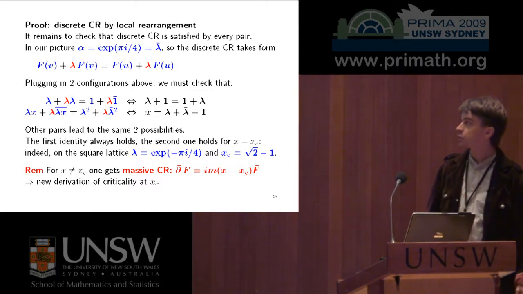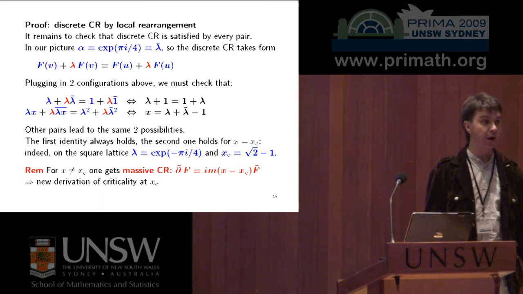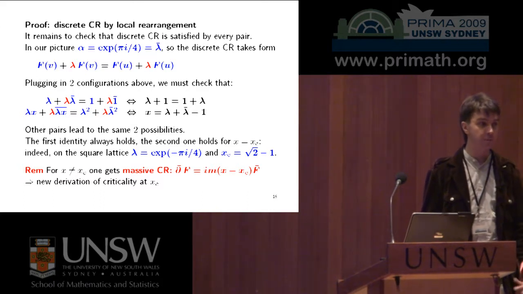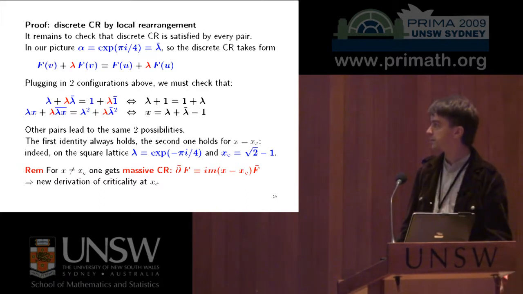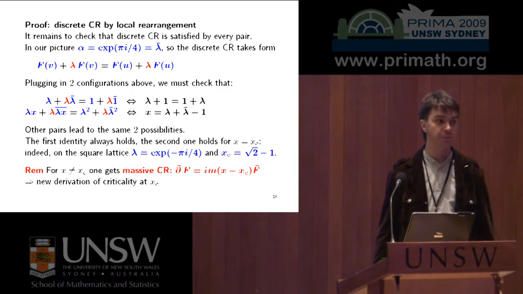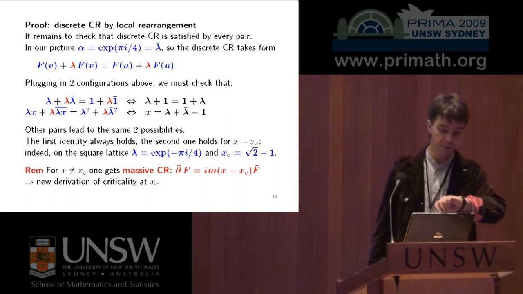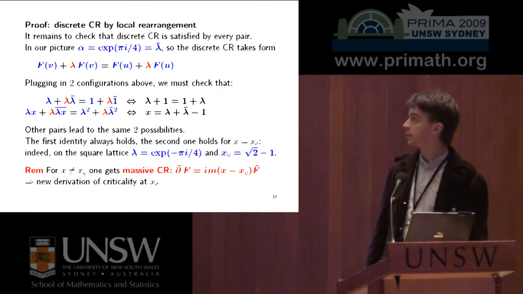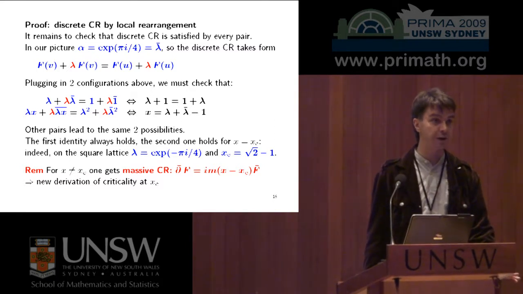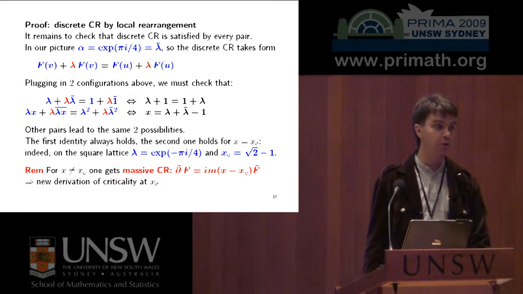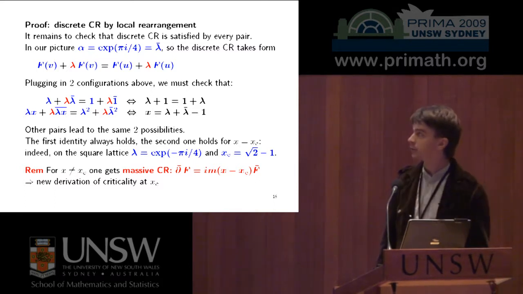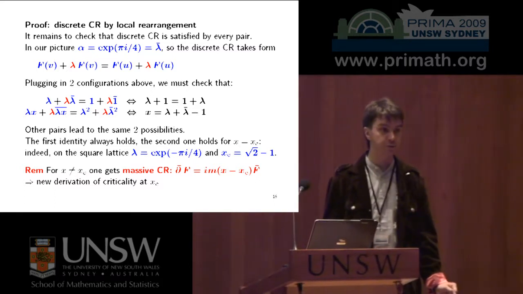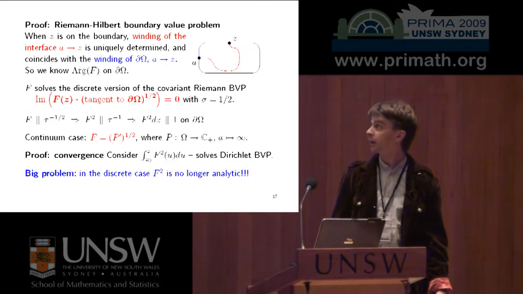And if the temperature is off critical, you don't get d bar f equal to 0. You get a massive version of that. You get d bar of f equal to f bar times the deviation from the critical temperature. So this is the discrete analyticity. So it's indeed as easy as that. You just do some combinatorial bijections. But the interesting thing is how to prove that it converges to something and how to get the boundary conditions.